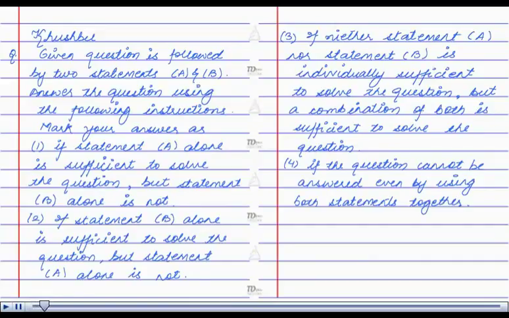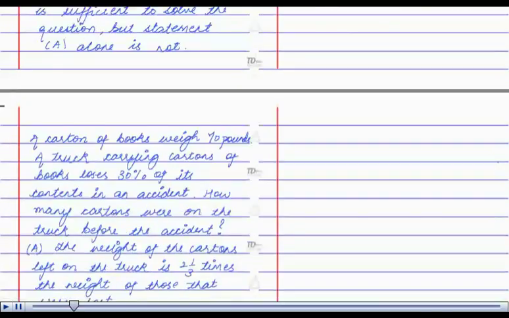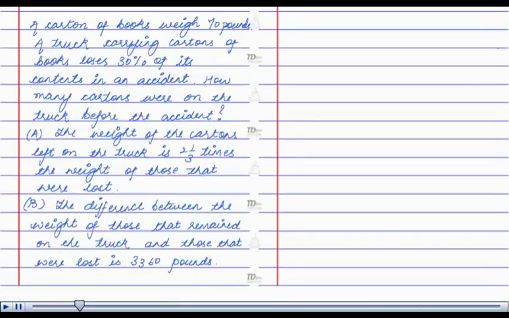Given question is followed by 2 statements A and B. Answer the question using the following instructions. A set of 4 instructions has been given, which is followed by the question. A carton of books weighs 70 pounds. A truck carrying cartons of books loses 30% of its contents in an accident. How many cartons were on the truck before the accident?